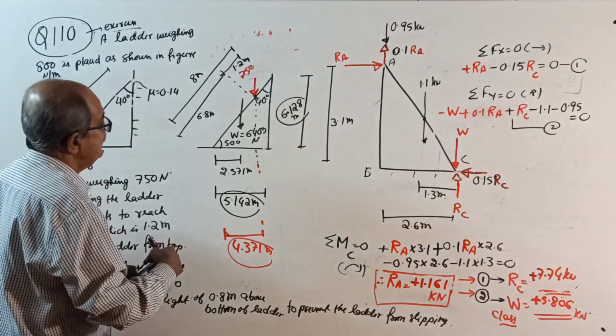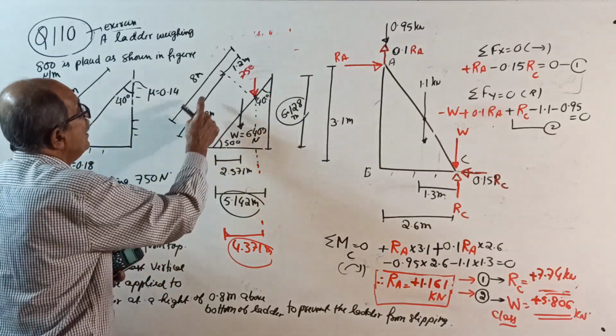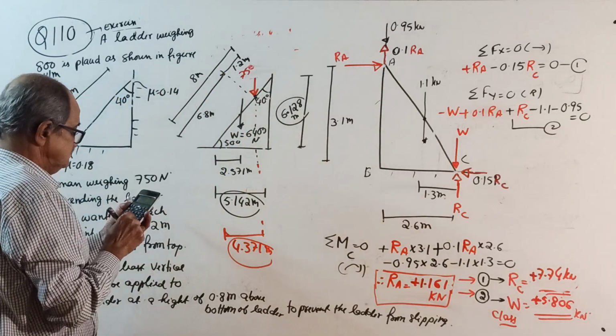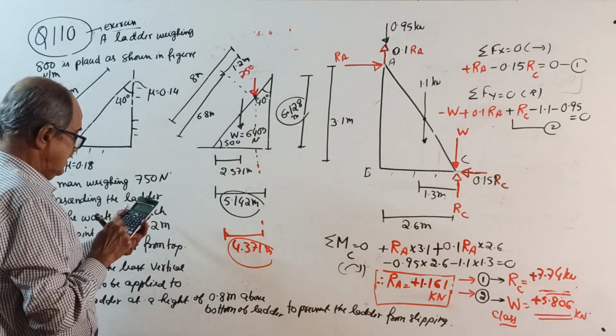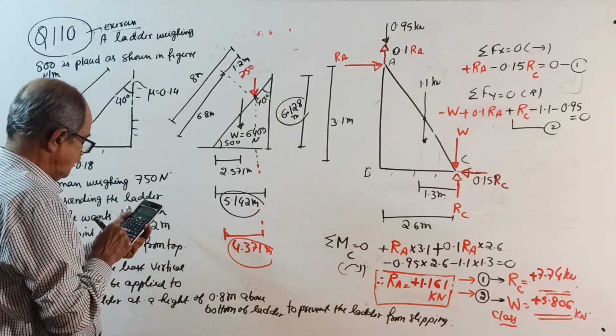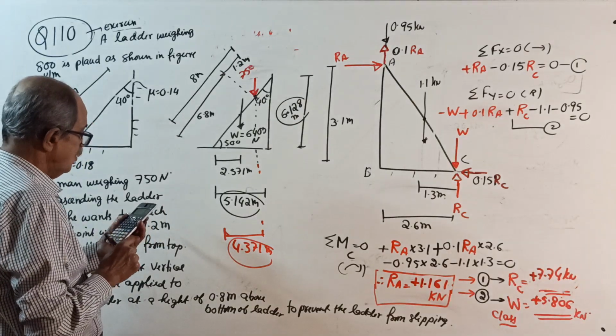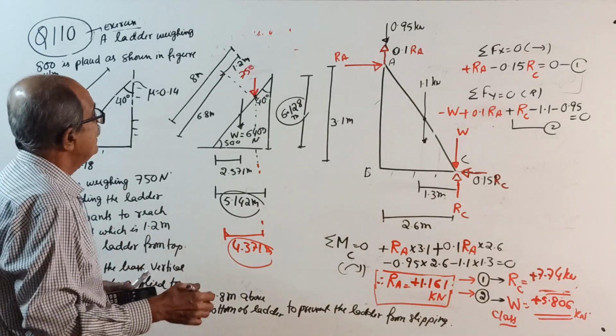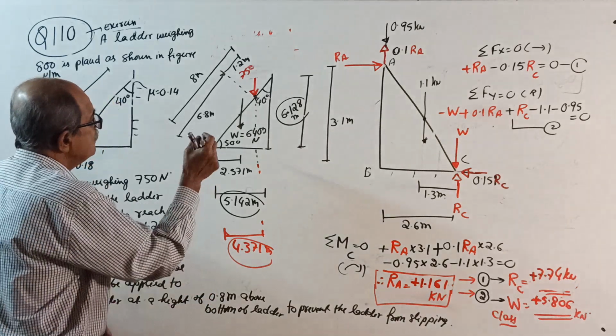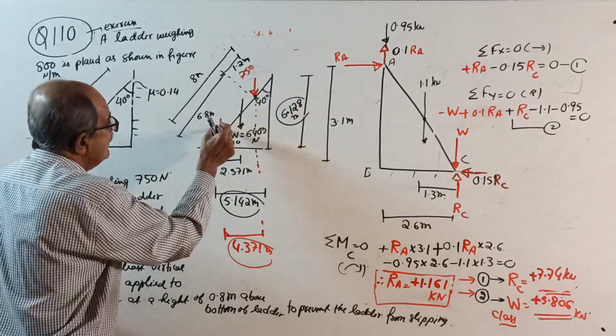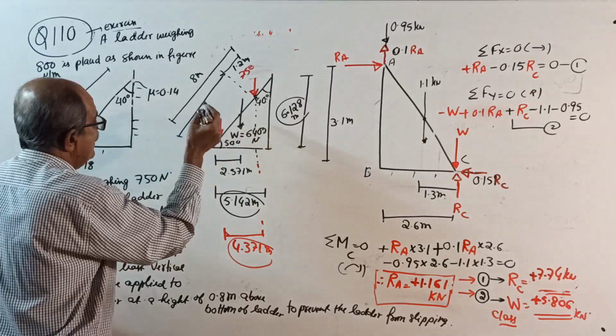Or you can do one thing. 6.8 out of 8 is how much? Into 5.142, that is 4.371 meter. Okay, over. Now, the vertical push is required here. How much is P?